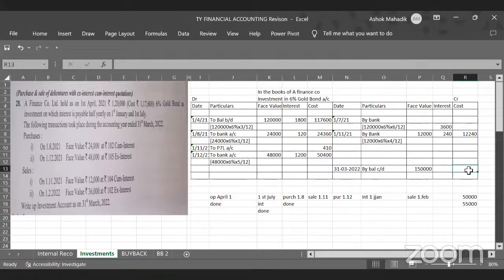Okay. Let me see. Students are still there. So could you tell me if you want me to teach you investment account of shares, or shall we go to buyback of shares? You can just post in the live chat or put it on the WhatsApp group.